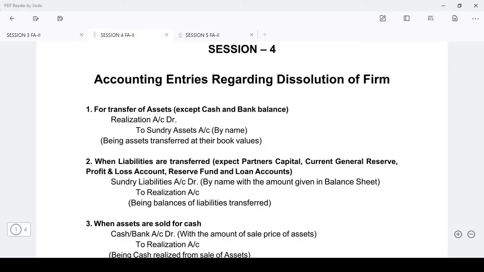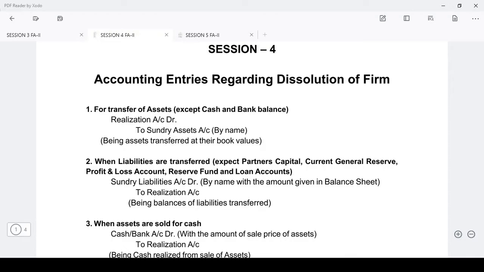In the last session, we learned how to find out the standing capital ratio, which will help us in sharing the capital deficiency of an insolvent partner by the solvent partners. In this session, I am going to discuss the accounting entries regarding dissolution of a firm.